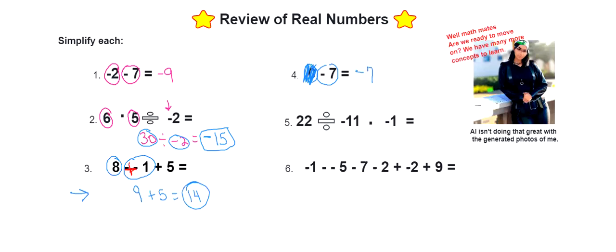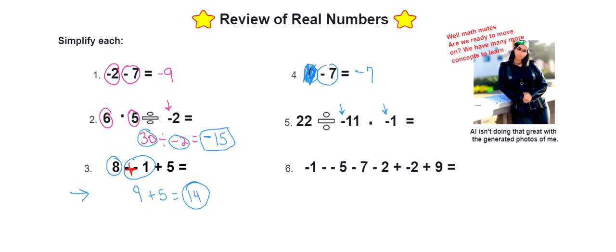Number 5, it's either dividing or multiplying. 22 divided by -11 times -1. Since it's all division and multiplication, count your negatives. I've got 1, 2. 2 is even, so our answer should end up being positive. Here we go. You ready, math mates?